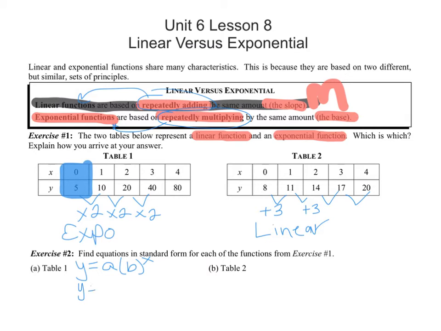So y equals 5 times, now I don't know what's going to go in for my b raised to the x power. Sure, I know what's going to go in for my b. It's my base. It's what is being repeatedly multiplied. So what is being repeatedly multiplied in table number 1? Well, that is my times 2. So I'm going to put 2 inside there.